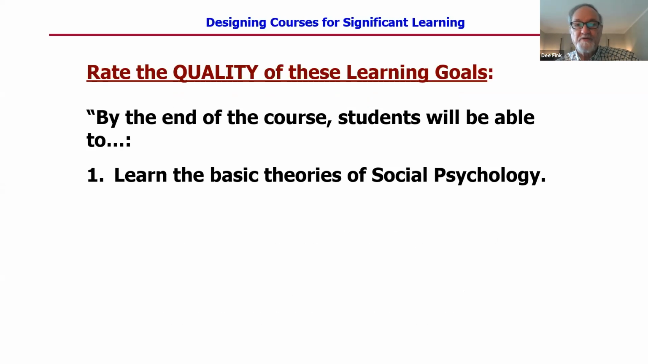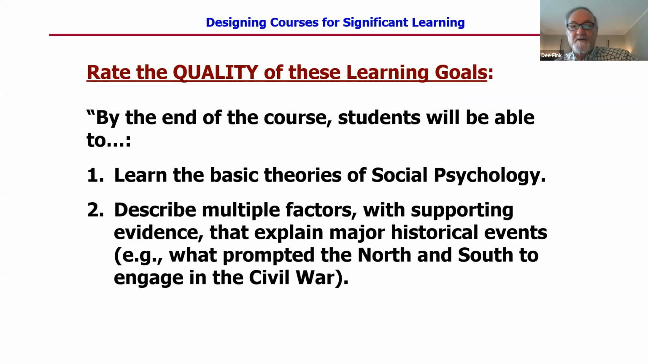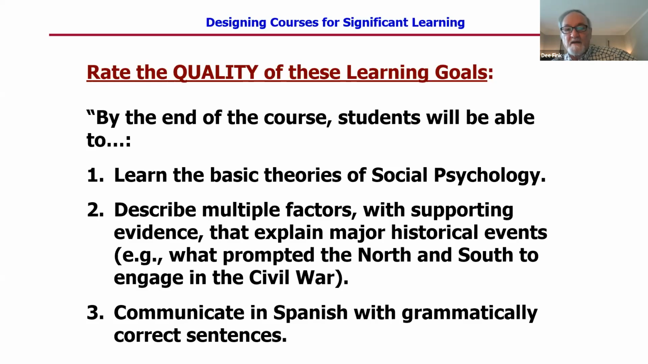One is just to learn the basic theories of social psychology. Somebody would say, I want my students to do that. Two: describe multiple factors, this is for a history course, with supporting evidence that explain major historical events. For example, in a US history course, what prompted the North and South to fight the Civil War. And third, for a language course: communicate in Spanish with grammatically correct sentences.